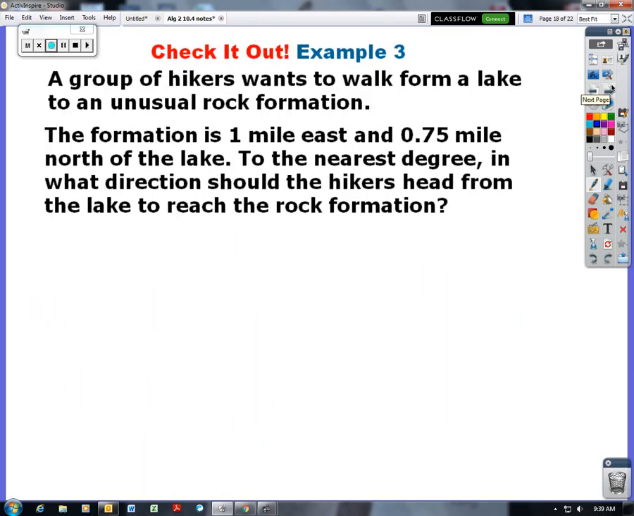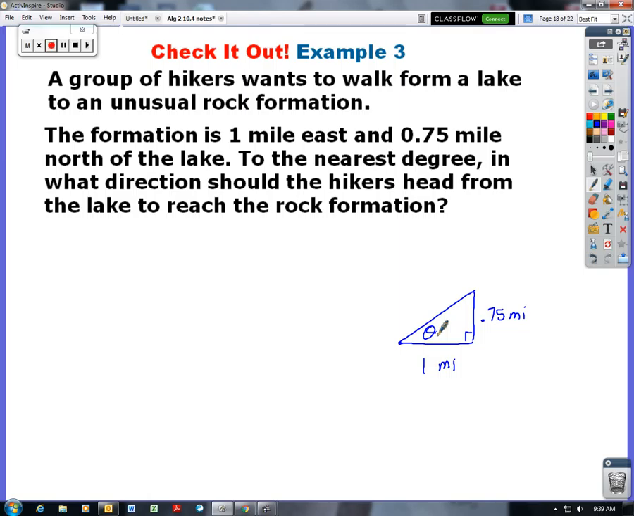Right, here's one for you to try on your own. Although, I think I'll do it because it's a little different. It's with directions. A group of hikers wants to walk from a lake to an unusual rock formation. So here are the hikers. The formation is 1 mile east, that's this way, and 0.75 miles north. Make a triangle. This is going to be a right angle. To the nearest degree, in what direction should the hikers head from the lake to reach the rocks? So they want this angle right here.